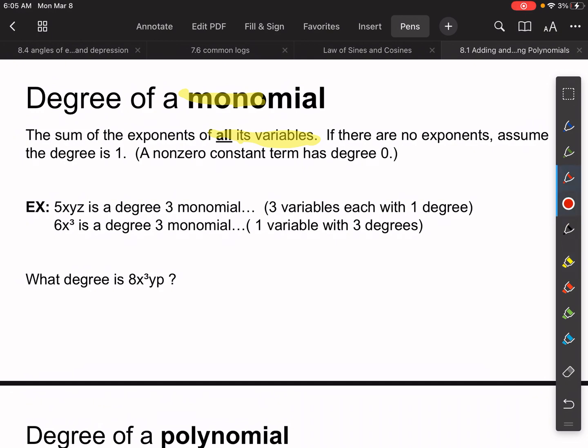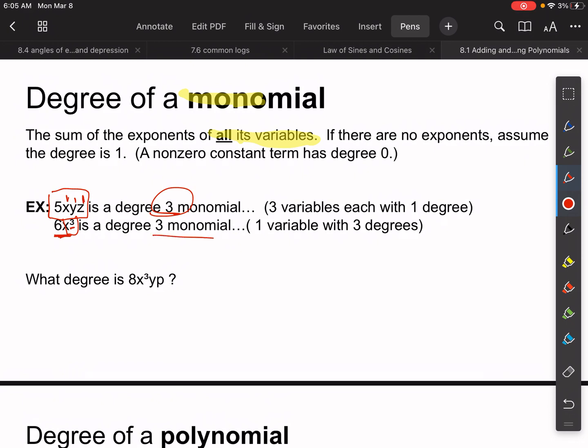So for example, here we have 5xyz. The x has a power of 1, the y has a power of 1, the z has a power of 1. If you add those together, you get 3. That is a degree 3 monomial. But so is this one. 6x to the third is also a degree 3 because it has a 3 here, right? It's like x times x times x. So that's degree 3 as well.